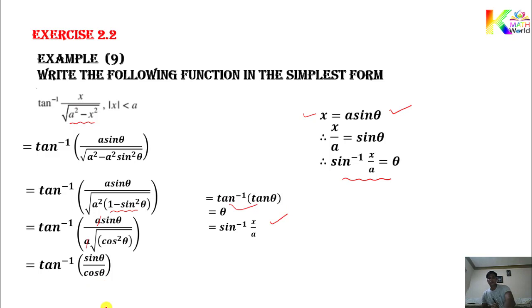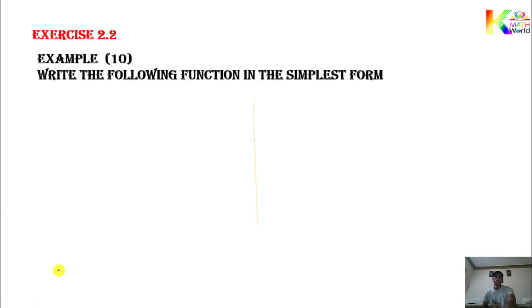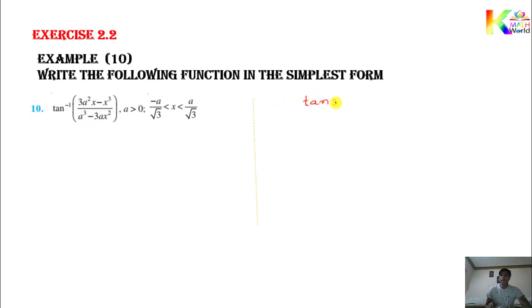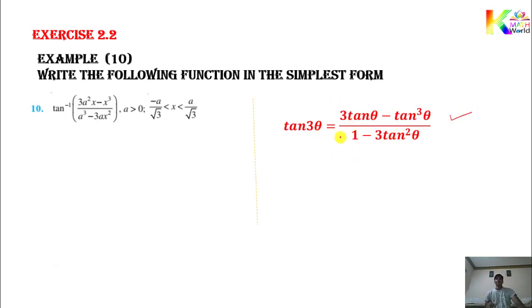Okay. Next question. Write the following function in the simplest form. Before we start this question, firstly we will see the formula of tan 3 theta. This is the formula of tan 3 theta: 3 tan theta minus tan cube theta over 1 minus 3 tan square theta. This is the formula that can be used here.